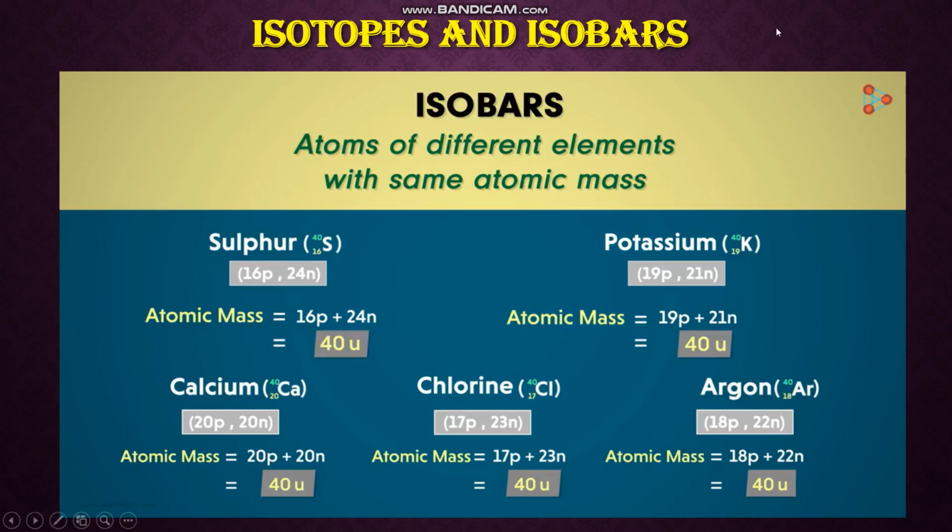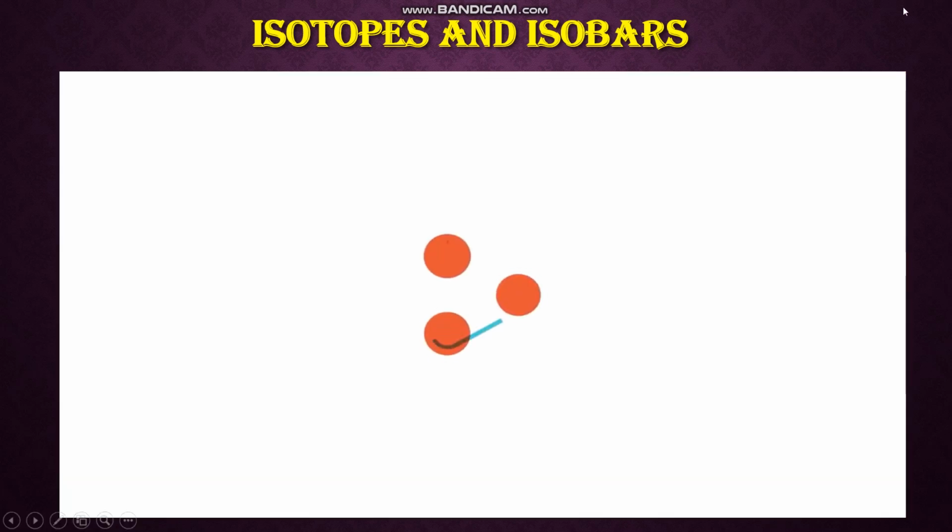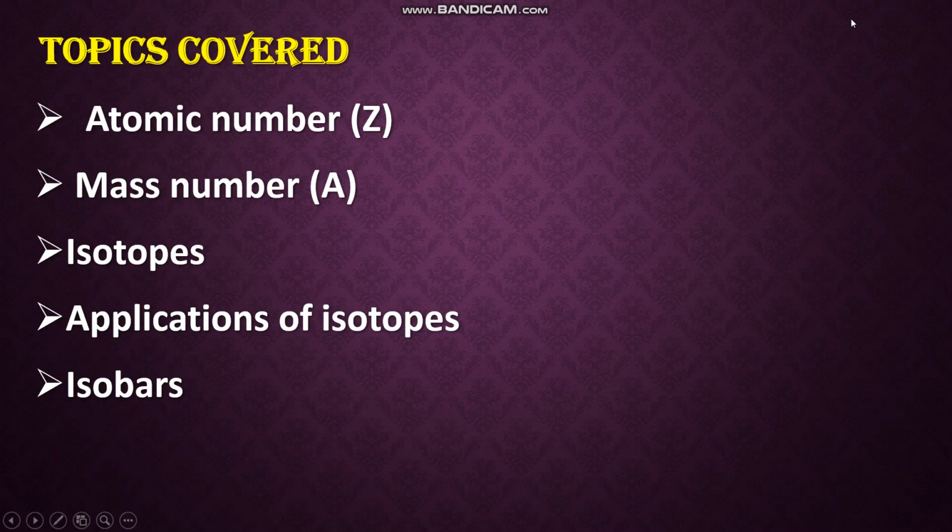So far, we've understood subatomic particles and a few important concepts related to atoms. So we have learned in today's class: What is atomic number? What is mass number? What are isotopes? And the applications of isotopes and isobars.